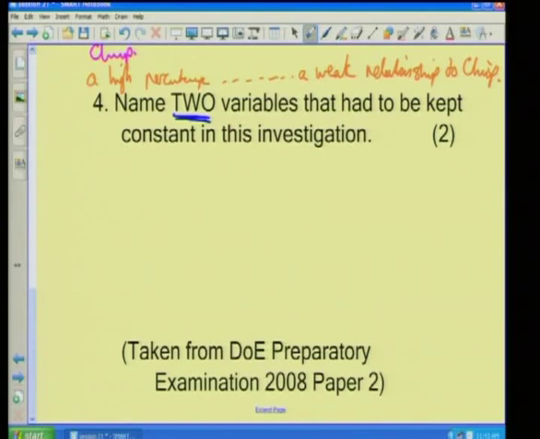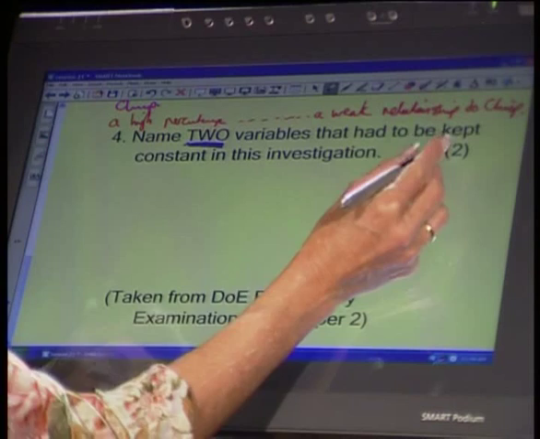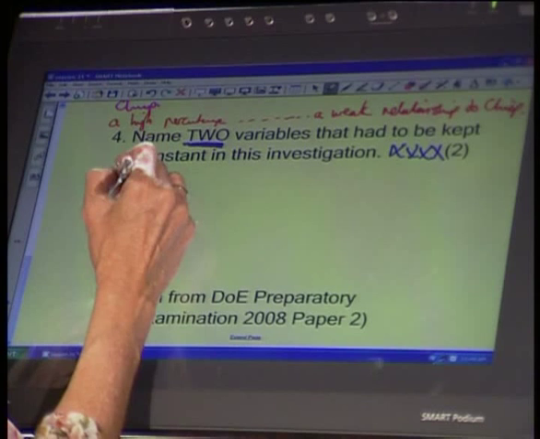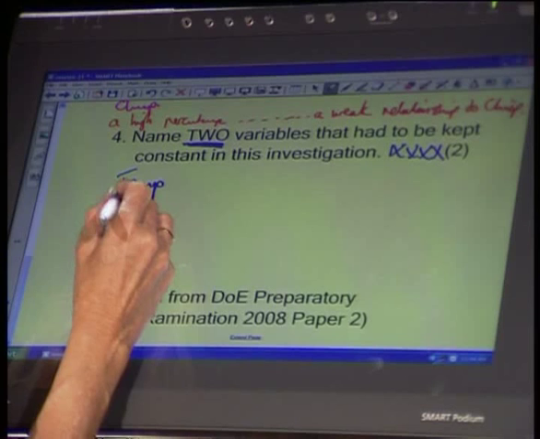Now, name two variables. When you get an exam paper and a question which says name two, name three, name six, you underline two so that in your head you remember I have to give two points to get those two marks. So name two variables that had to be kept constant in this investigation. People, this question is always asked if they give you an experiment or a hypothesis where you've got a scientist doing an experiment of sorts. You are always going to be asked this. Now, if we look at the two variables that must be kept constant, we would look at, for example, the temperature. Because if the temperature changes, remember proteins are sensitive to temperature and pH. So we would keep the temperature constant. We could keep the pH constant without a doubt.